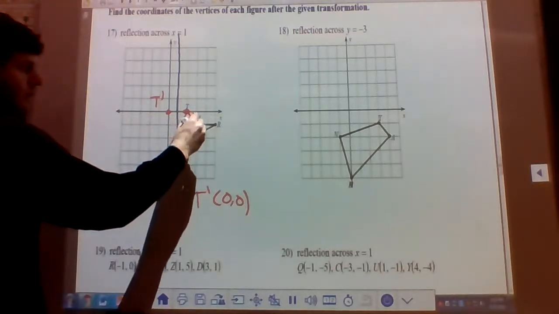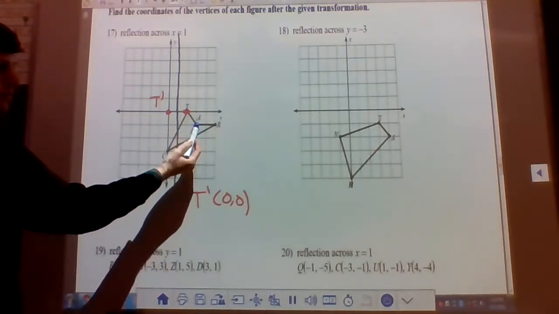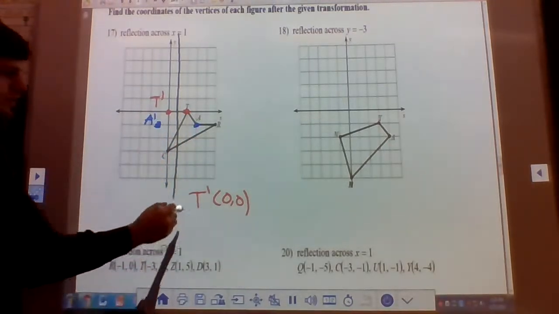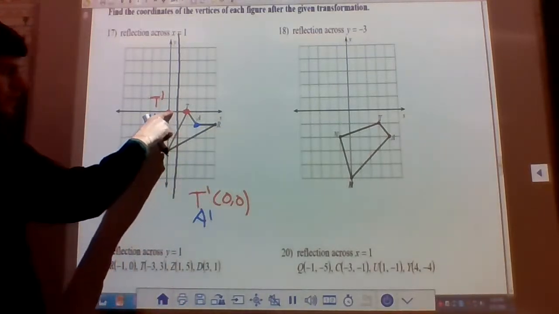Okay, A is 2 to the right of the line. So A prime is 2 to the left of the line, which makes A prime, what is that, (-1, -1).